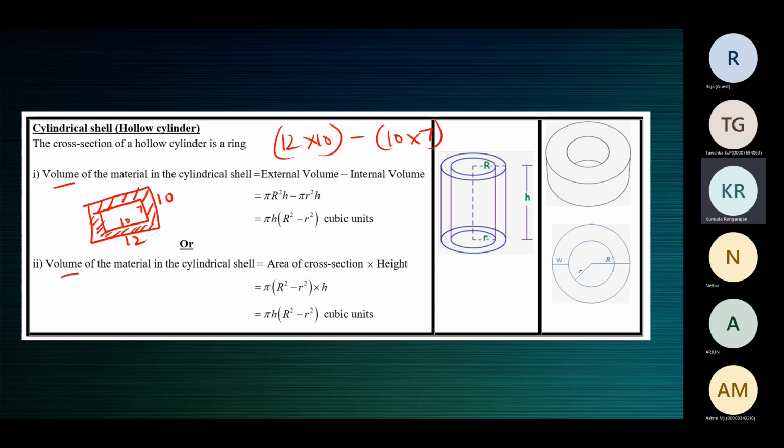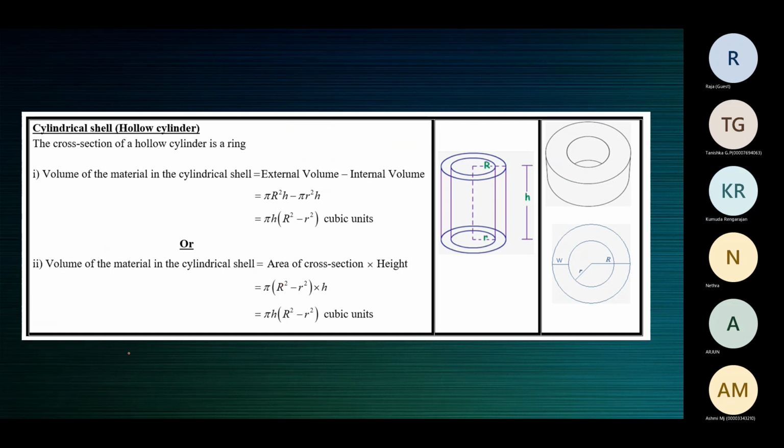Similarly, just as the area of the outer rectangle minus the area of the inner rectangle is the area of the shaded region, in the same way here, volume is the external volume minus the internal volume. The volume of this material will be the external volume minus internal volume. Since it's cylindrical, the external volume is pi capital R square h and the internal volume is pi small r square h.